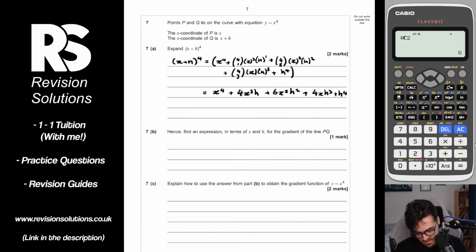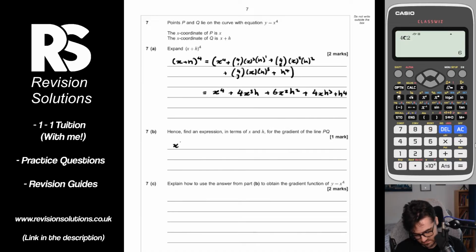Then it says, hence find an expression in terms of x and h for the gradient of the line PQ. So to get the gradient of a straight line, just the rise over the run. And what we've calculated here actually is the y-coordinate when we sub in x plus h into our function. So that's the y-coordinate of Q. So let's just simply plug that in.